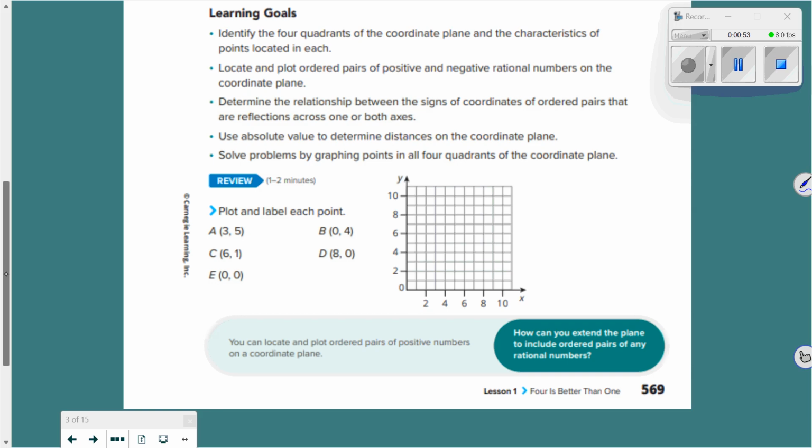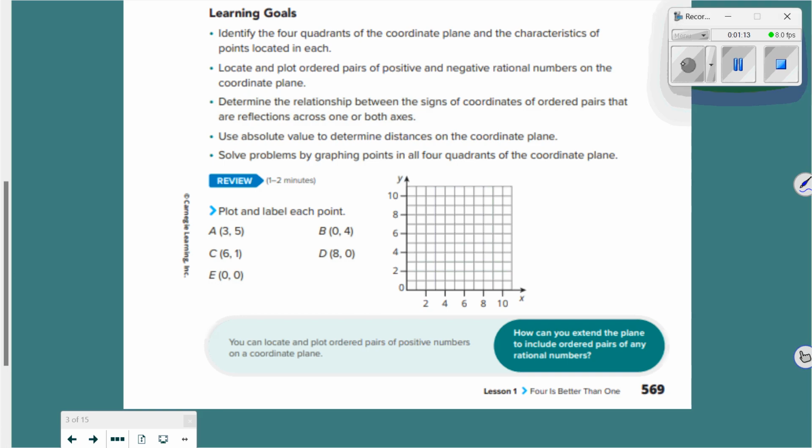So in order to help us get back into review and make sure everybody understands how, we have 5 points we want you to plot and label. And then after we get this, and we're comfortable with everybody plotting your points, then we'll be able to move into the rest of today's lessons, where we're going to move into some of the other quadrants. So we'll give you guys about 3 minutes to plot these 5 points.